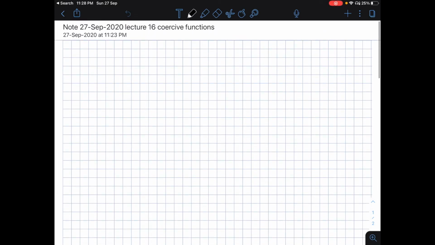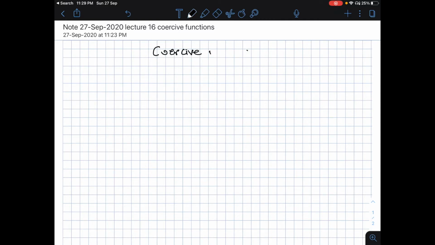Today I am going to discuss cursive functions, which play a very important role in many of the optimization problems that we are going to work through. In particular, you would find that it simplifies a lot the existence of the optimal. For cursive functions, we can directly say that there exists an optimal, and that actually simplifies our life a lot.